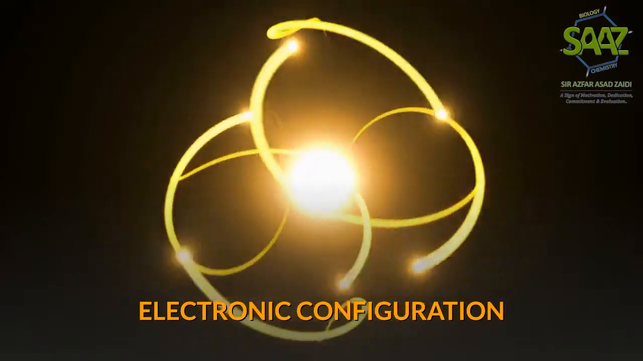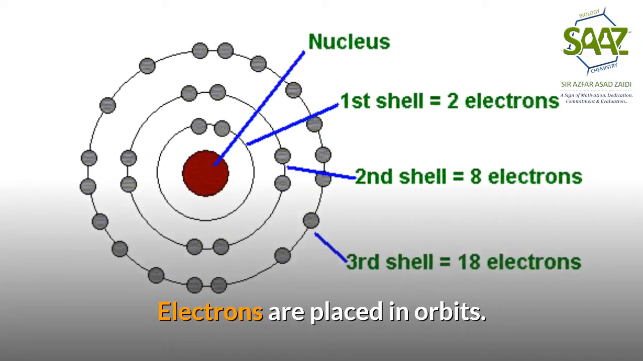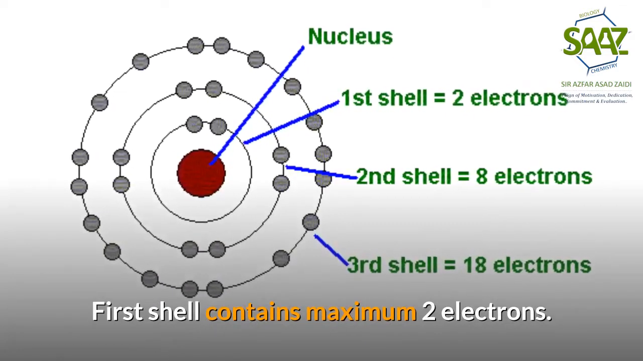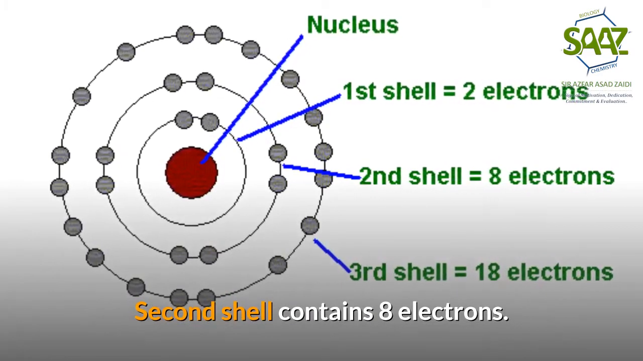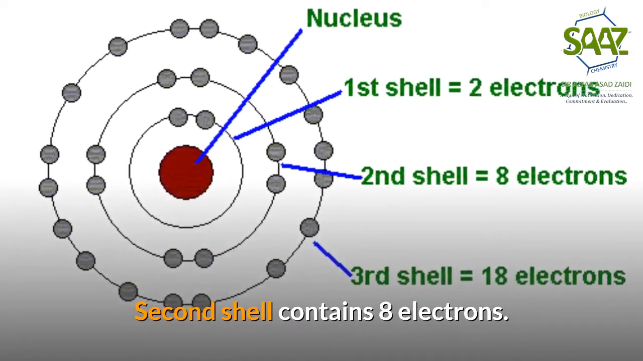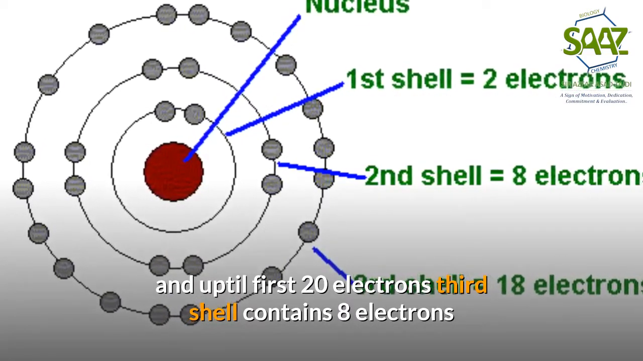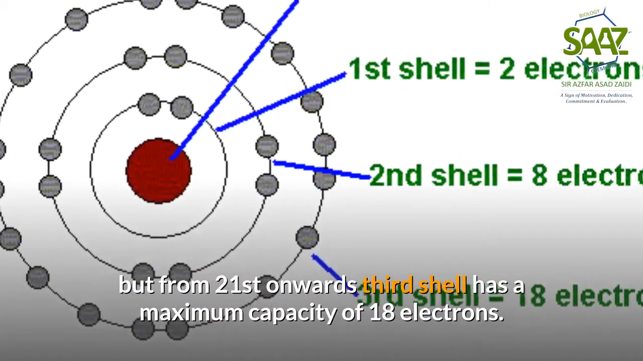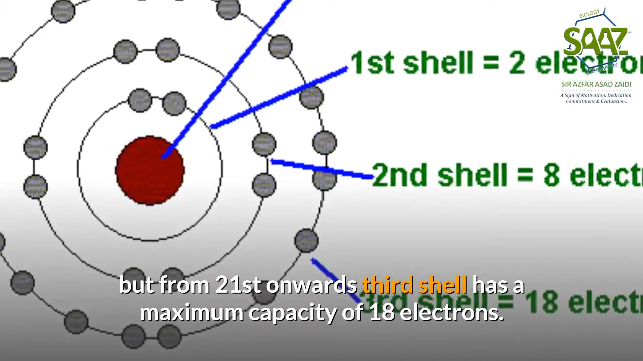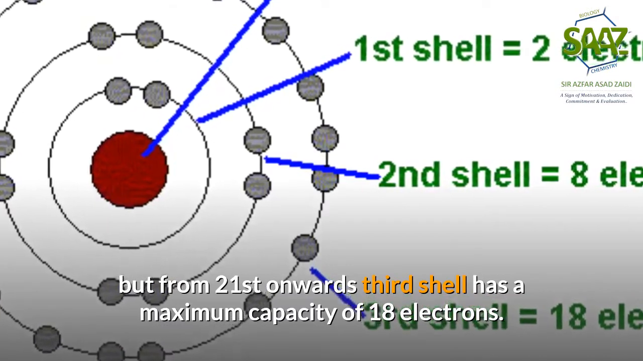Electronic configuration. Electrons are placed in orbits. First shell contains maximum 2 electrons. Second shell contains 8 electrons. And up till first 20 electrons, third shell contains 8 electrons. But from 21st electron onwards, third shell has a maximum capacity of 18 electrons.